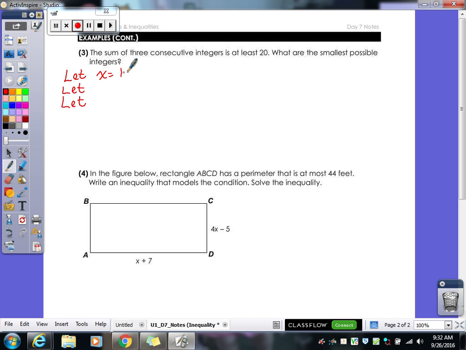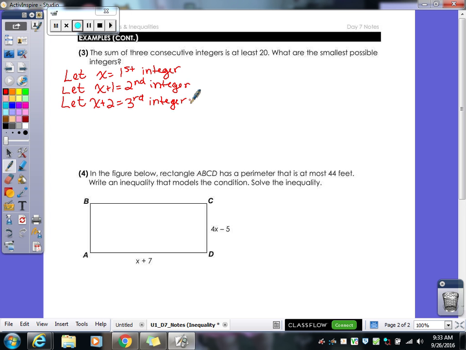So let x equal first integer. Yep, they're consecutive, so the next one would be x plus 1. And what's our third integer? X plus 2. Remember, consecutives go up by 1. Consecutive evens or odds go up by 2.